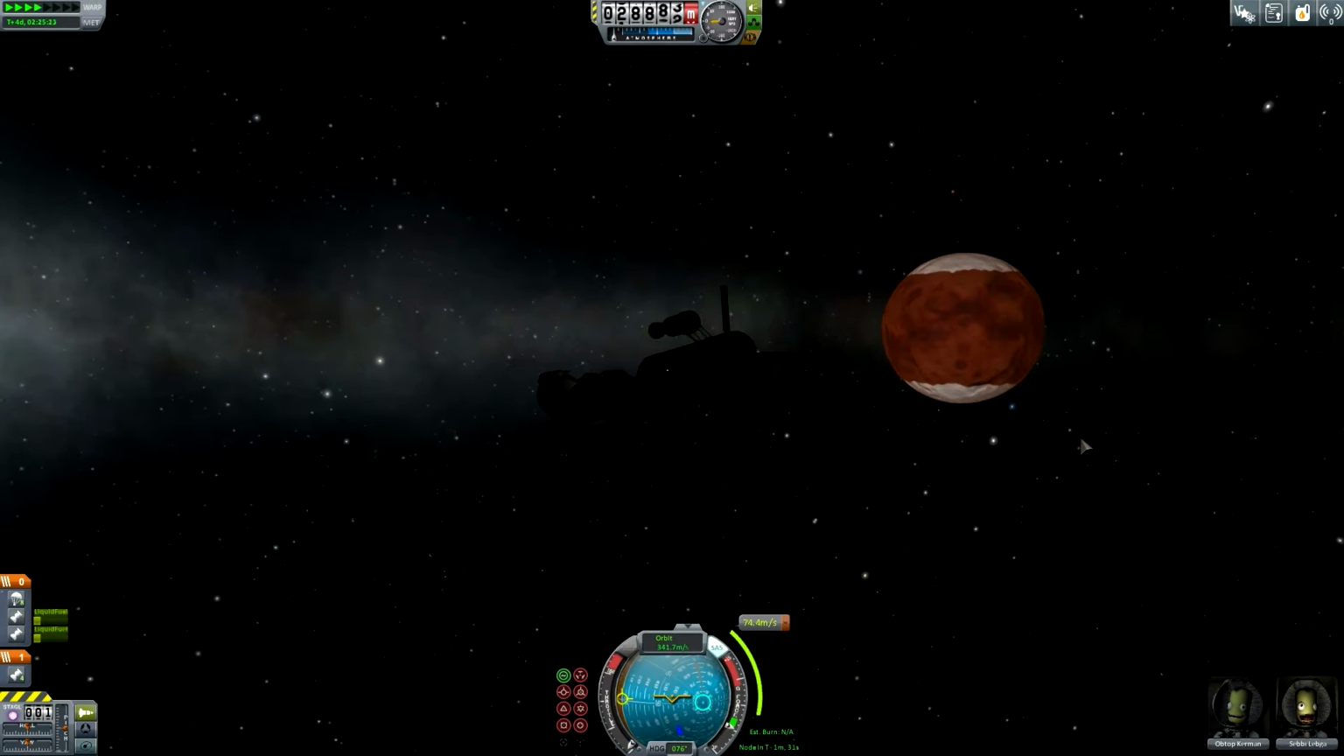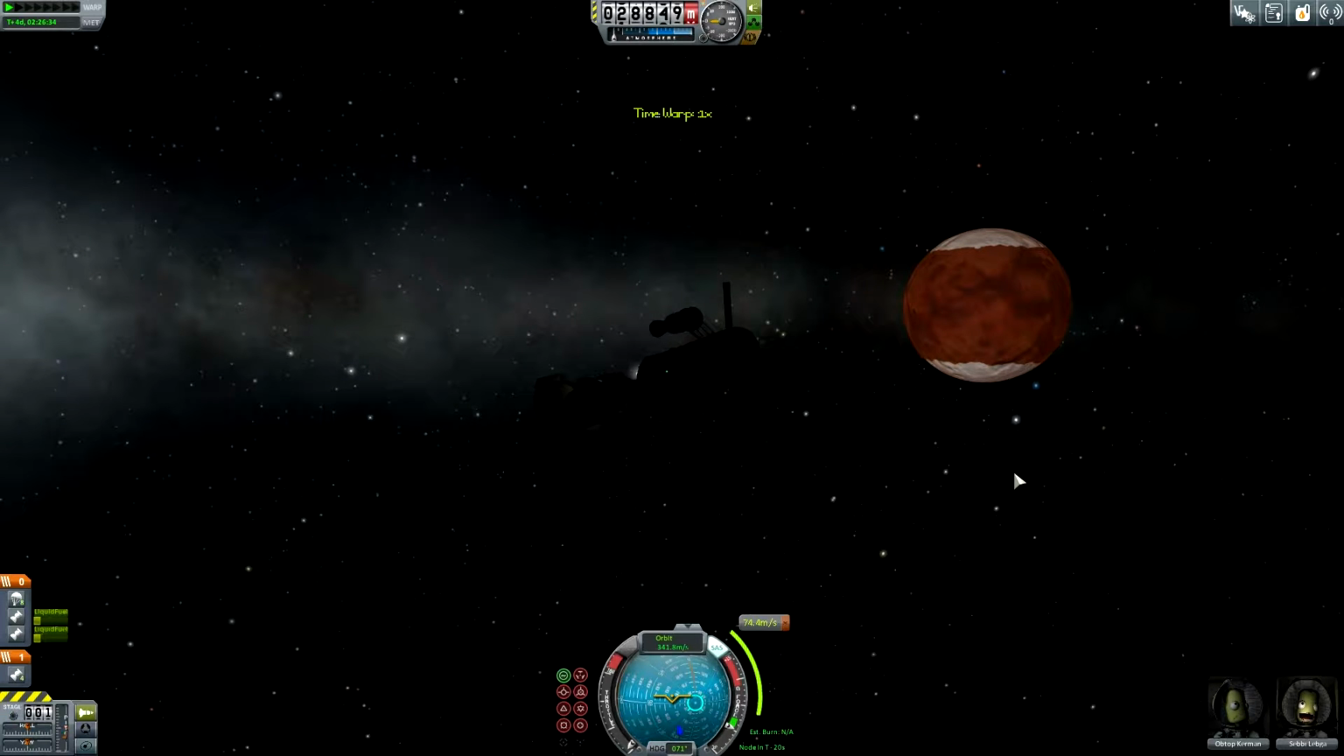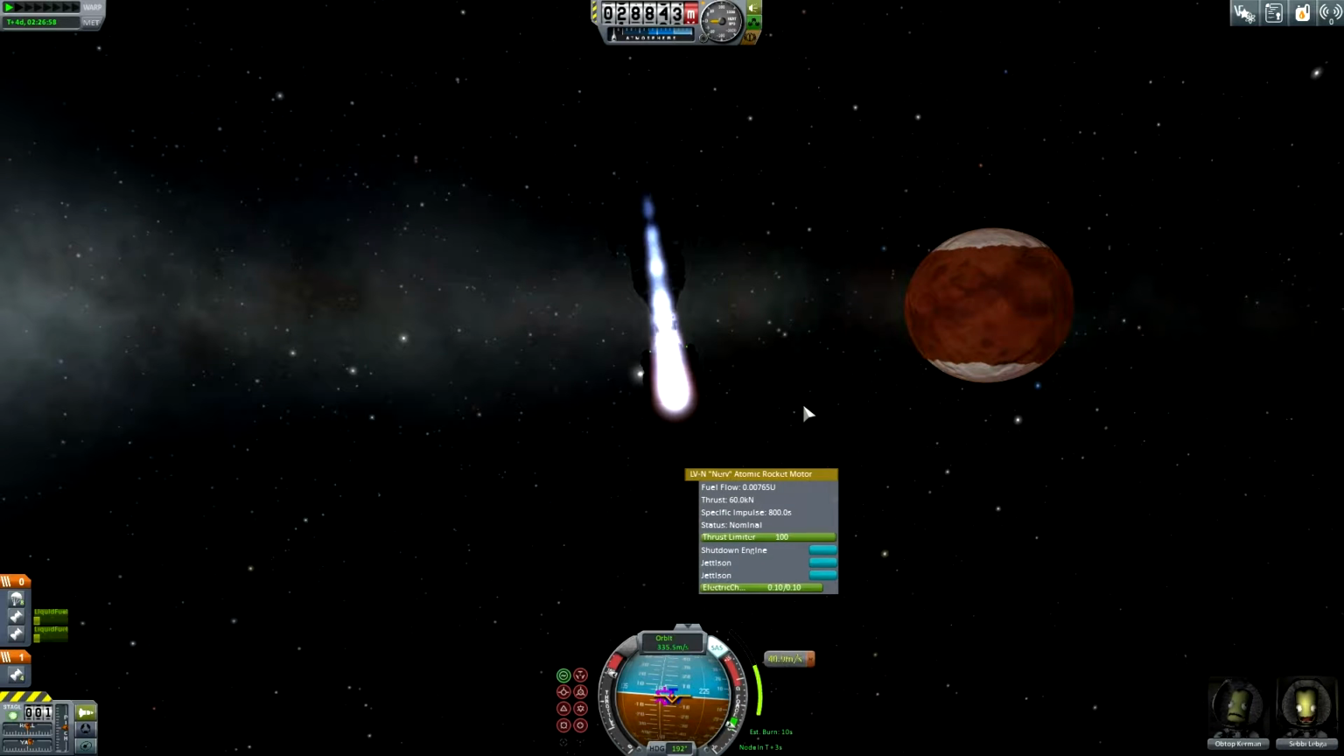We are now unfortunately in the shadow of Ike, but we can enjoy this gorgeous view over to Duna. And okay, now it's time to come to a stop with the time warp and to rotate our spacecraft around. And I am having once again the time of my life. I'm really happy. Okay, so time for the burn. Here we go. Okay, full throttle. Very good.